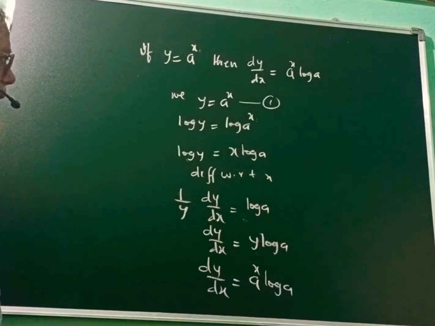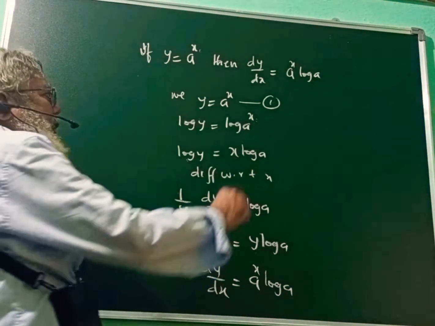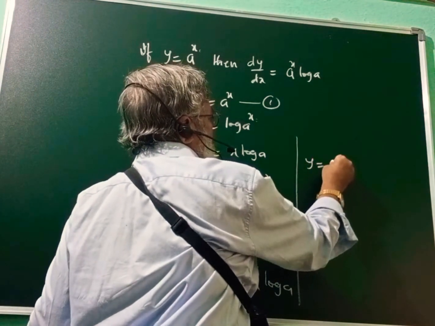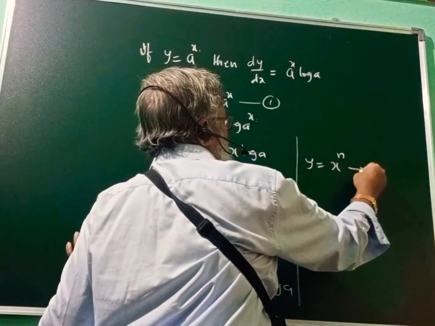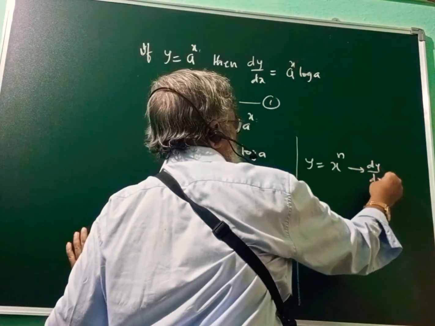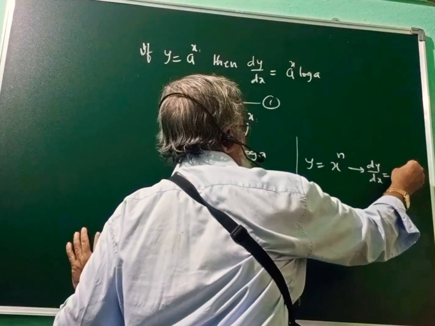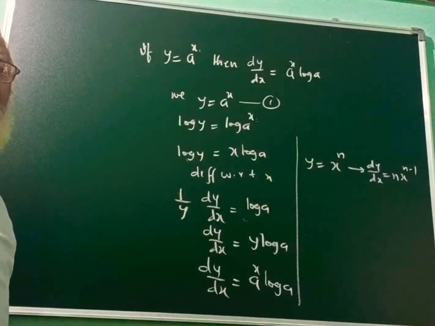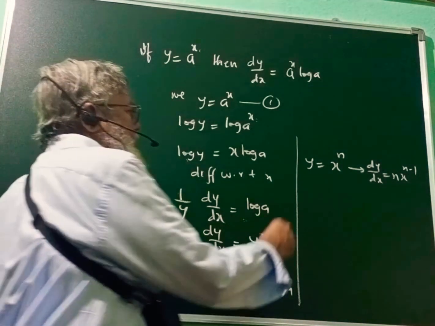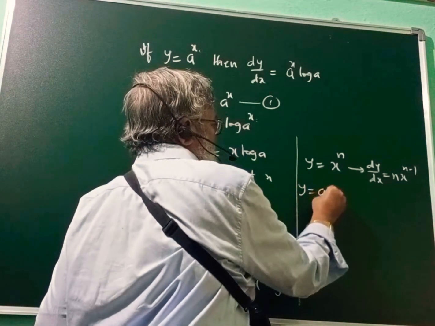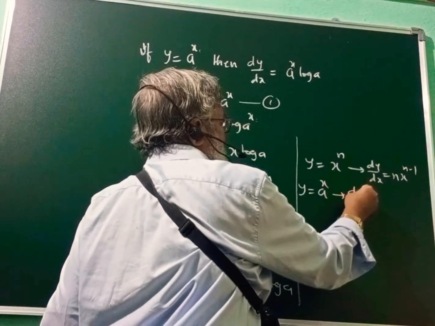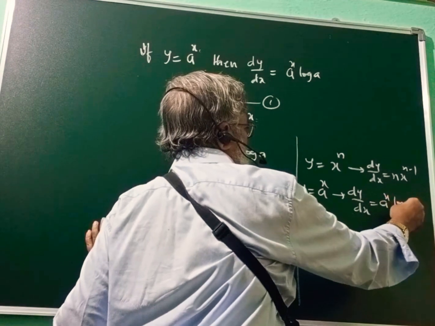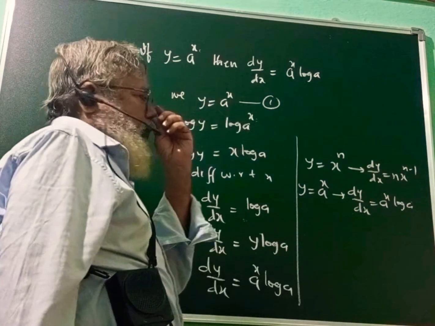Now you see here we have two formulas. One formula we already know: if y is equal to x raised to n, then dy by dx is equal to n into x raised to n minus 1. This is the most fundamental formula. And now we have just proved that if y is equal to a raised to x, then dy by dx is equal to a raised to x into log a. Let us analyze these two formulas.